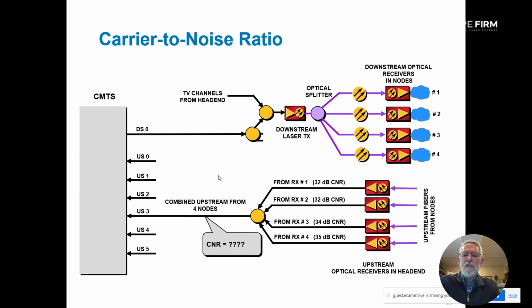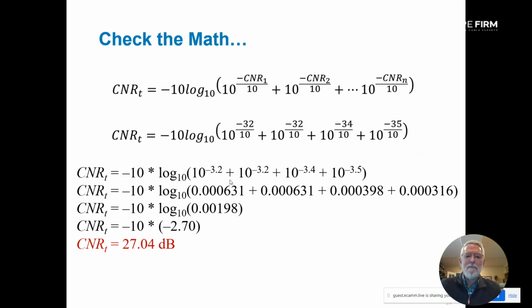Now, looking at the CNRs here, of course, you can never combine CNRs and get better CNR than the numbers you've got here. In fact, you're always going to have a combined CNR that is worse than your lowest value in the group that you're combining. So there's the math, and when we plug in the numbers, the minus 32, 32, 34, 35, crunch the numbers, and we wind up with a combined CNR of 27.04 dB.